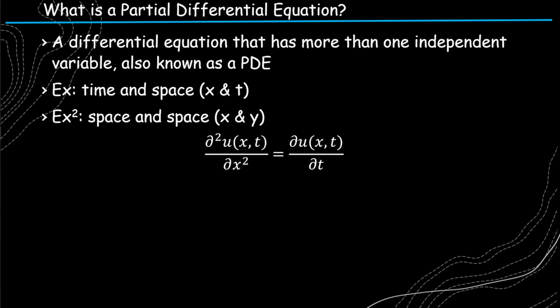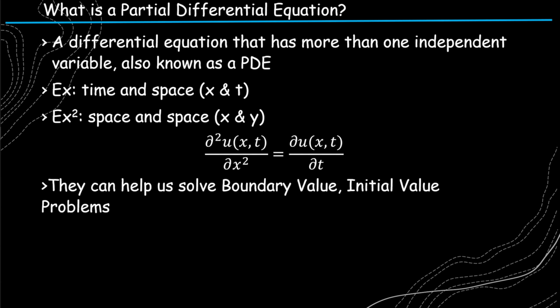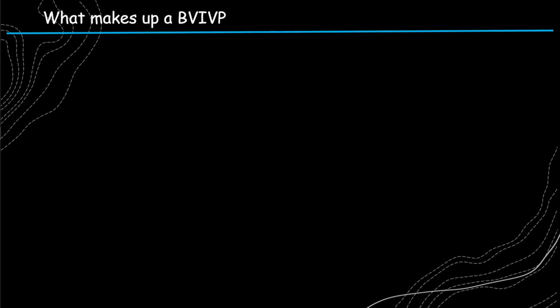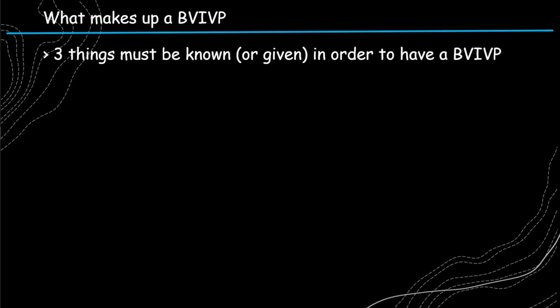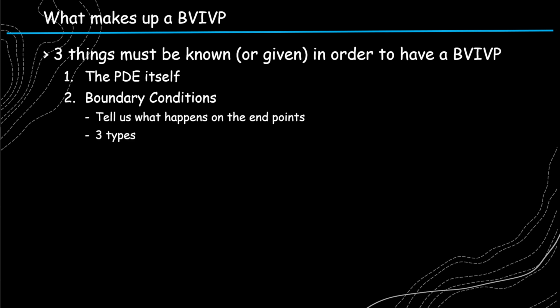One of the useful things about PDEs is that they can help us solve boundary value initial value problems. This is what the majority of the series is going to be about, solving these types of problems. And so what makes up a boundary value initial value problem? Three things must be known or given in order to solve such a problem. The first one is the partial differential equation itself. The second one is the boundary conditions, which pretty much tell us what happens at the endpoints of the domain of interest.